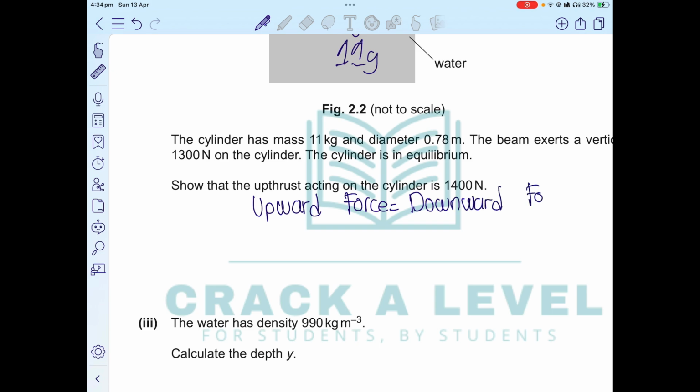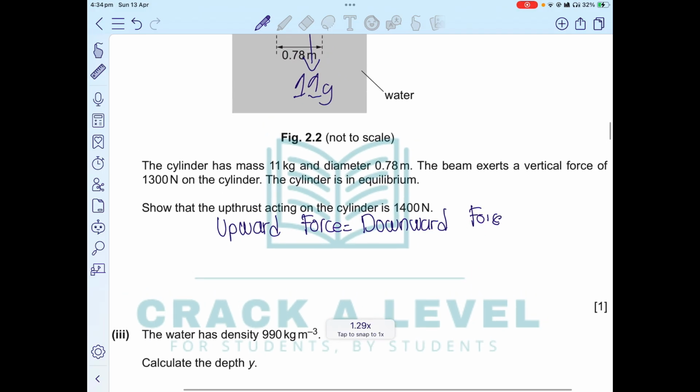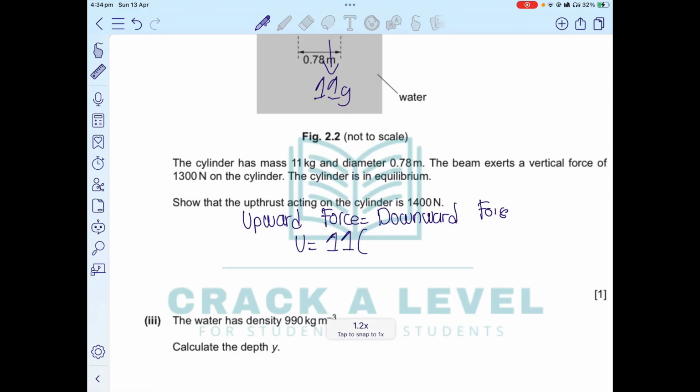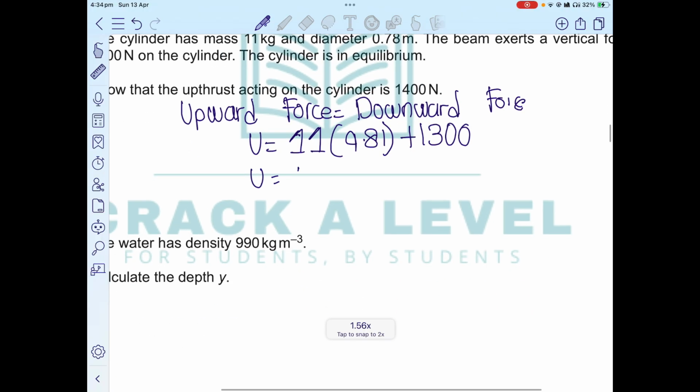If the upward force is equal to the downward force, now what are the downward forces on this? The upthrust is equal to the downward forces, which are the mass 11 into the value of g, which is 9.81, plus a 1300 newton force. When I solve this in my calculator, the upthrust is 11 into 9.81 plus 1300 newtons, which gives me 1407.91. To two significant figures, that is 1400 newtons.